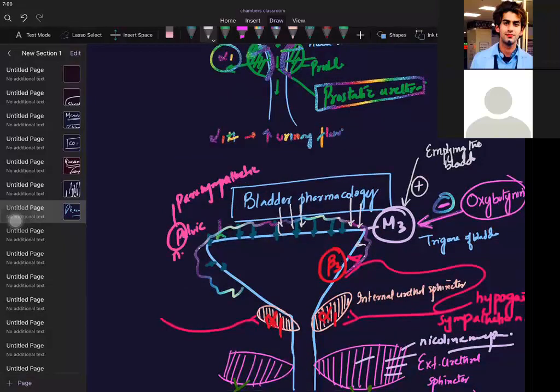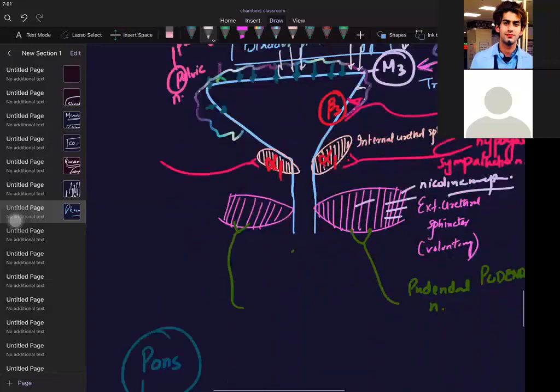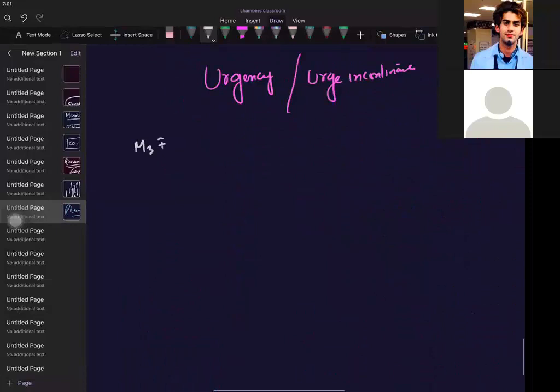So emptying the bladder. Can I say in patients who have post-surgical bladder dysfunction, where the bladder is not contracting and is retaining, I can use this M3 agonist in patients of urinary retention? Very nice. So what is the M3 agonist? It is bethanechol. B for bladder, B for bethanechol.